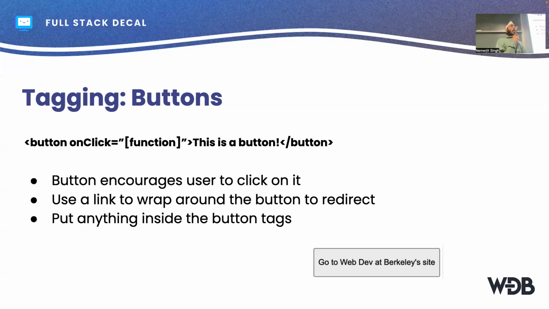But in between the opening tag and closing tag of a button, you'll have some text or an image. In this case, we chose to go with text and it just says, "This is a button." You see buttons on websites all the time. They encourage users to click on them, and you can really put anything you want in button tags. You can be a lot more creative later on in the course, but for now we're pretty much just going to be dealing with text. Any questions on this slide?